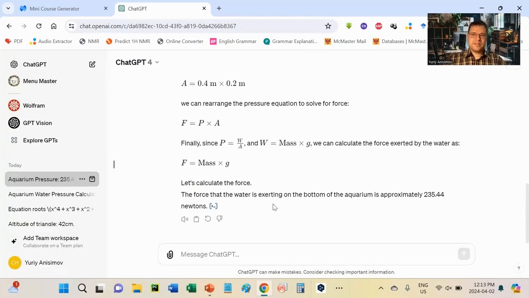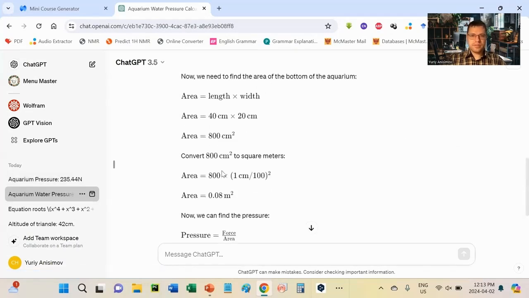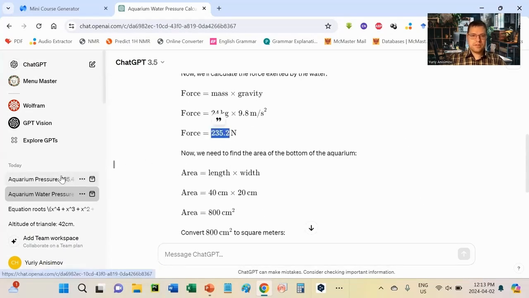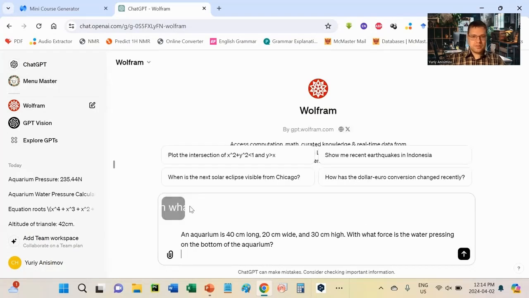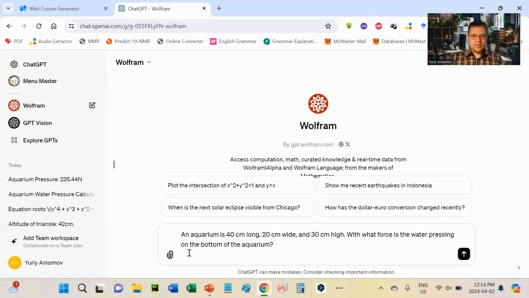Okay, and finally, Wolfram Alpha. If you compare this value with the 3.5 version, we'll see it's a little bit different, right? So it could be just a rounding error. It depends how many significant figures they took into account, but that's still fine. All right, now let's go to Wolfram Assistant. We'll paste the same problem. What is this? I don't know, delete.